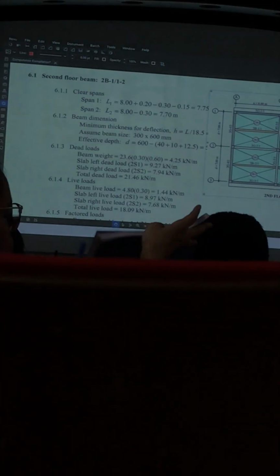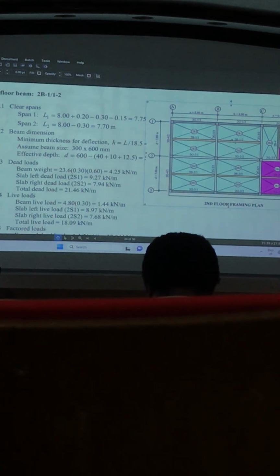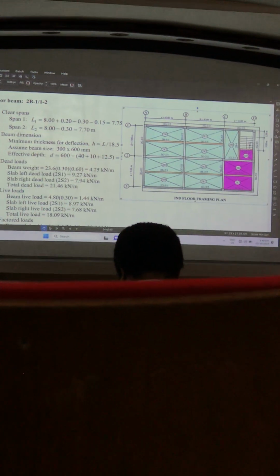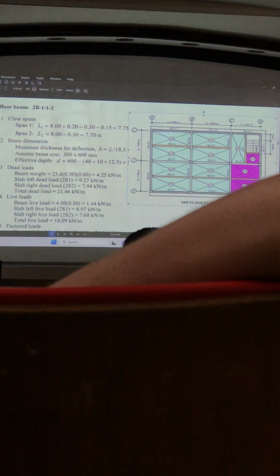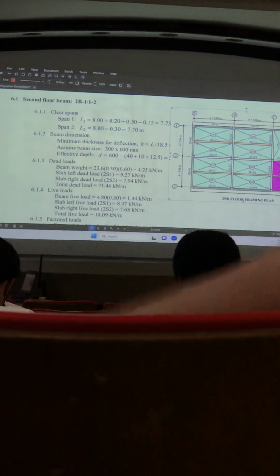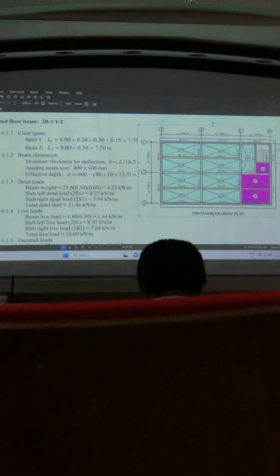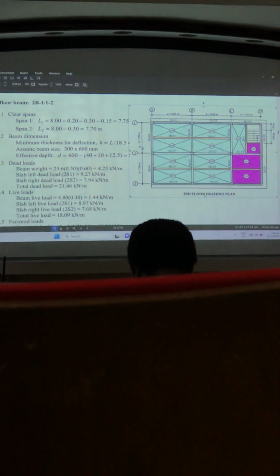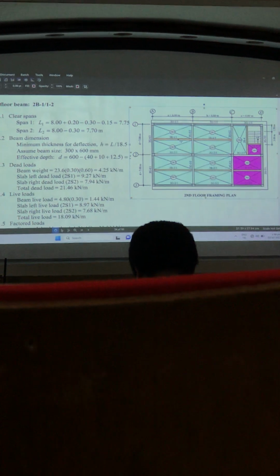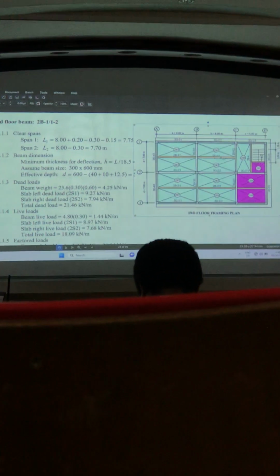2B1 span 2. So the beam is continuous, no? They are continuous over 2 spans. So they are continuous here, right? Continuous here on one side, and it is continuous on this side and on this side. So we calculate the span for 2B1 span 1 and 2B1 span 2.